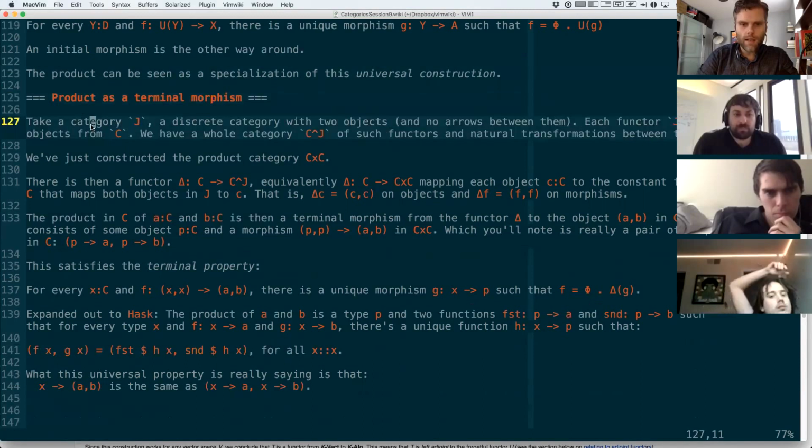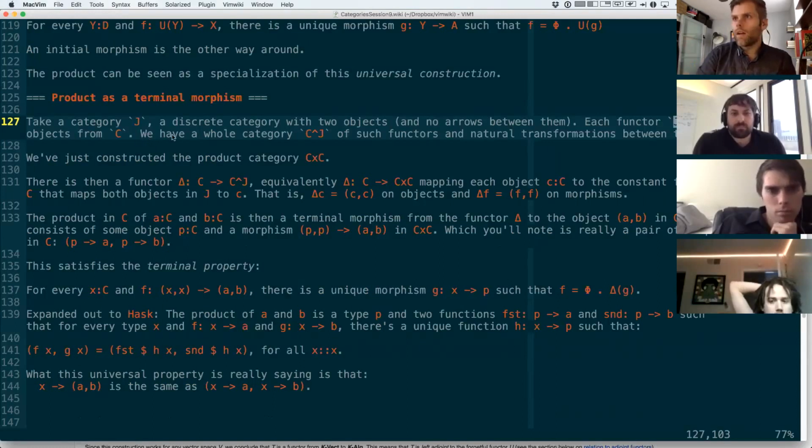So take a category J, and we're going to say that this category is a discrete category with only two objects. Then if you recall from chapter 1, a discrete category has only identity morphisms. So it has no morphisms between the objects, only identity morphisms. And so this thing has two objects. Each one of those objects has an identity morphism, and there are no other objects or morphisms in this category, J. Okay?